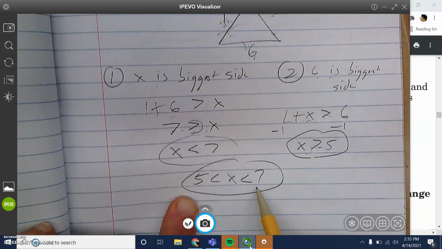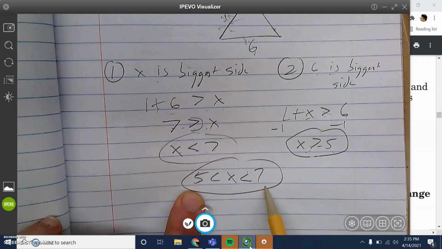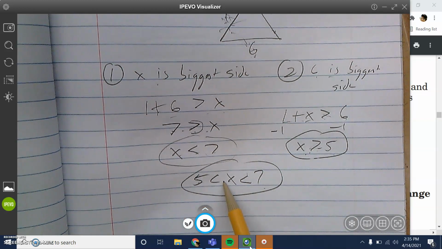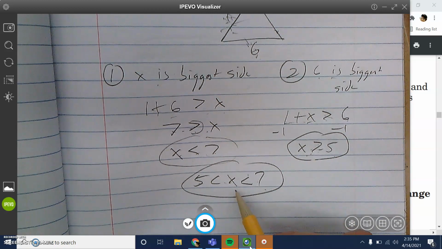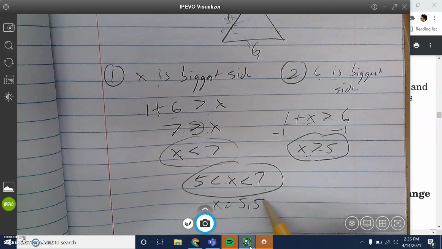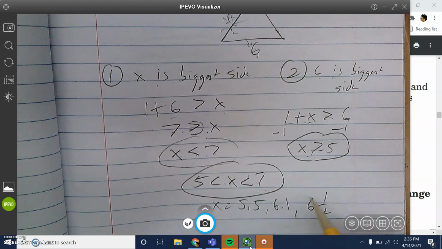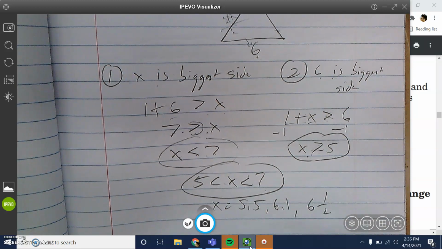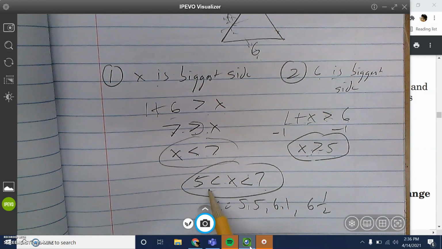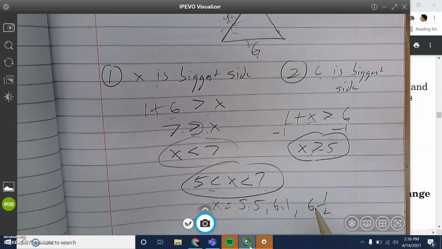There we go. When we do a compound inequality, the smaller one's over here and the bigger one's over here. So x could be 5.5. x could be 6.1. x could be 6.5, whatever. x could be 6. So anything between 5 and 7, you're good. Not equal to, it can't be 5, it can't be 7, but anything between that.